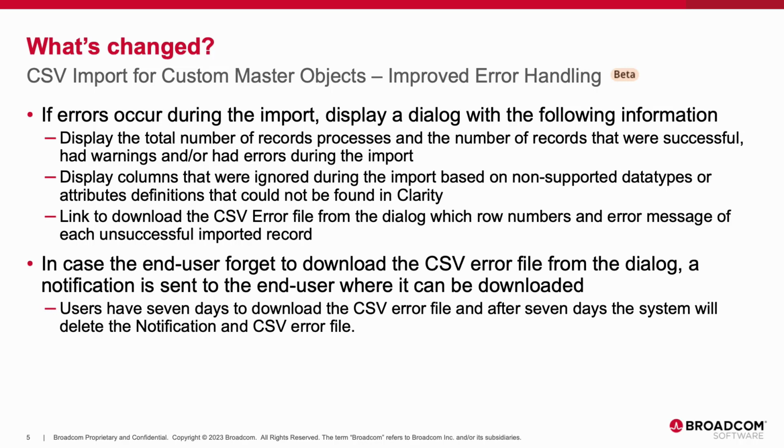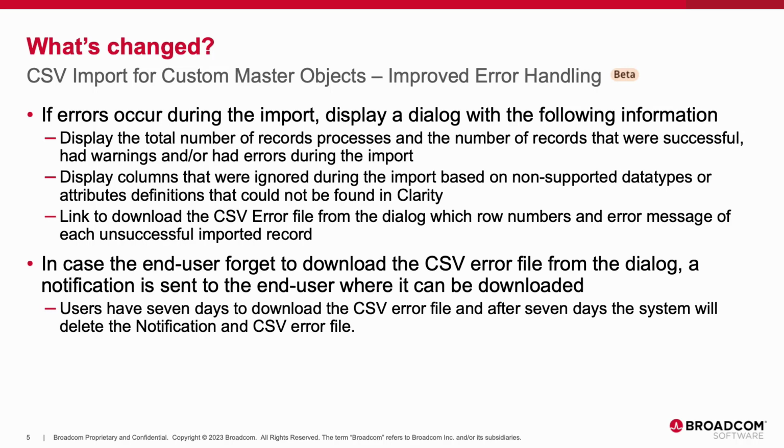Now, in that dialog as well, we provide a link to download the CSV error file that you can take off and review offline. But given it's in a dialog, you may close it accidentally or you may just forget to download it. So we also send you a notification, similar to the CSV export, where when you're exporting a large number of rows, it will send you a notification so you can download that CSV export file. Same way, we'll send you a notification.